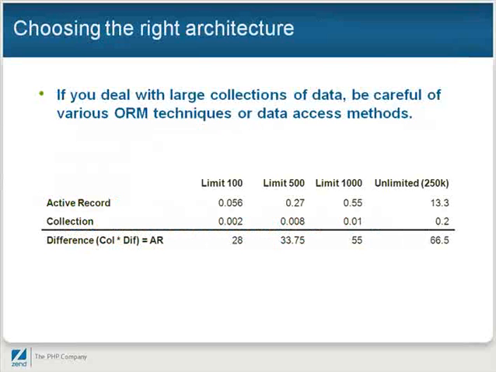So another thing you need to be aware of is the nature of the architecture that you're going to be working with. One of the things that I have run into on more than one occasion is when people are working with large collections of data, they're not as aware of the impact of the relational mapping techniques that they're using, or the data access methods. Active Record is something that has come up in the past couple of years as being a great way to speed up your development time, where you basically have a one-to-one mapping between your model object and your database table row.